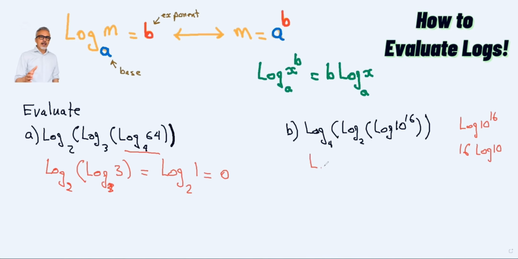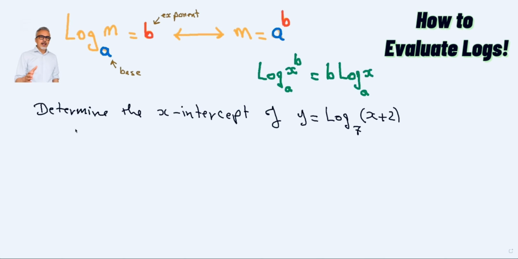So now we have log base 4, log base 2, and we said all of this equals 16. Now again, we go back to this, 2 to the power of what equals 16, because we want to do this first. So log base 4, log base 2, 16, 2 to the power of what equals 16, 2 to the power of 4 equals 16. So now this becomes log base 4, 4, which is asking you 4 to the power of what equals 4, and it's 1, and that's your final answer with this.